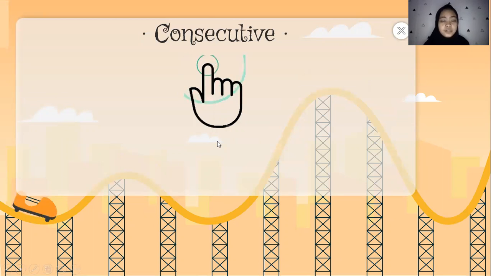Okay, the first one is consecutive. The interpreter translates something orally in a meeting or conference. This interpreter will sit with the participants in the same room. He notes what the speaker says. Next, he must translate all the utterances, with or without notes, at the end of each speaker's turn.